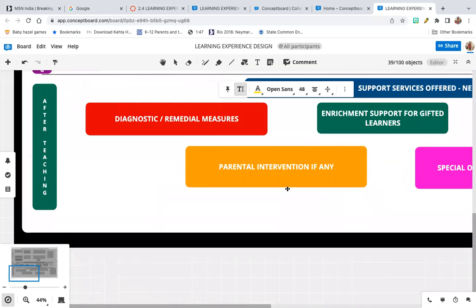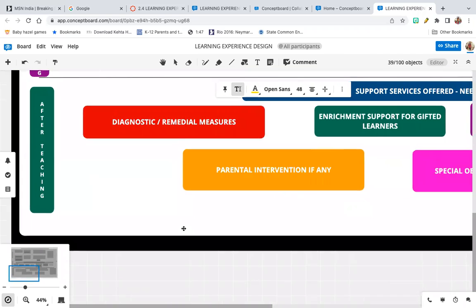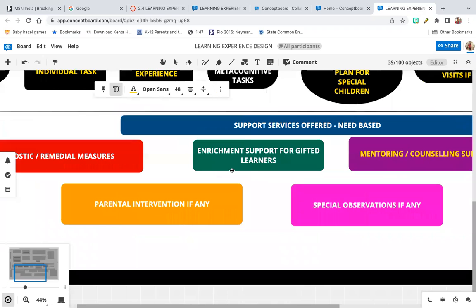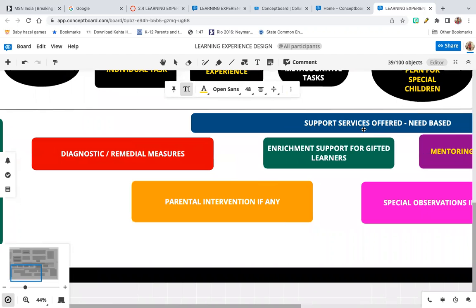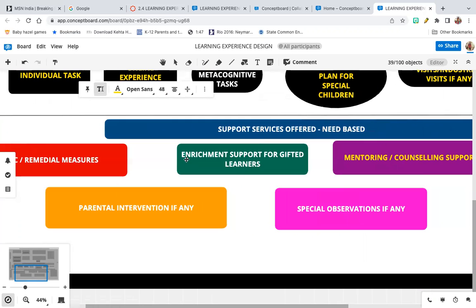Then after the class, what do you do? After teaching, what do you do? You have to provide certain support services which would be need-based. Now, these support services are known as diagnostic and remedial measures. That is, you find out what are the weaknesses of the students, and accordingly, you give them the support.